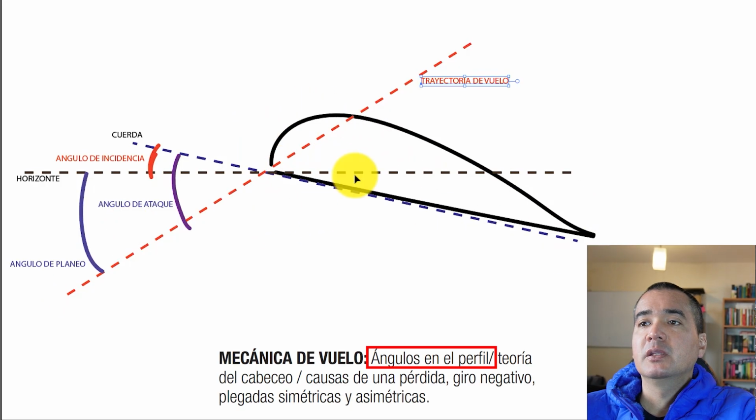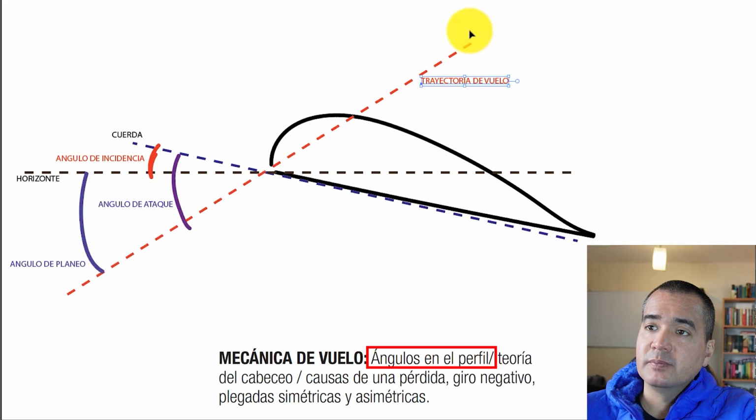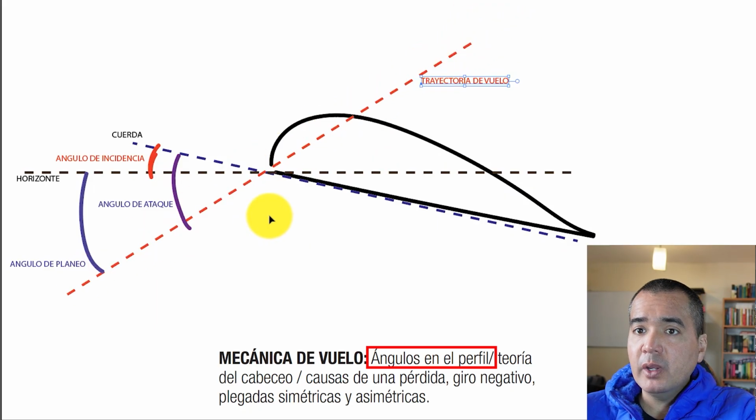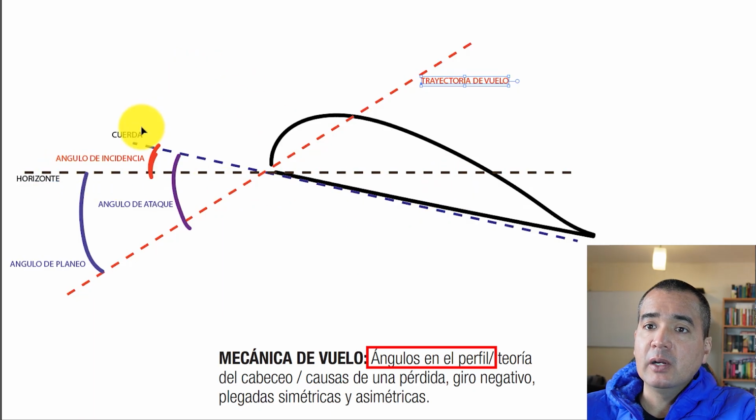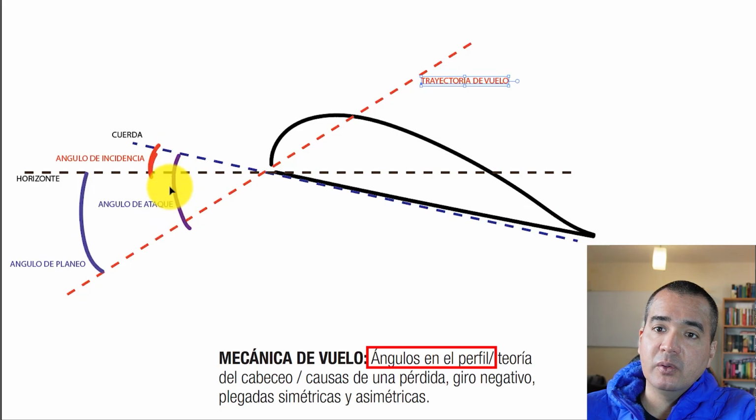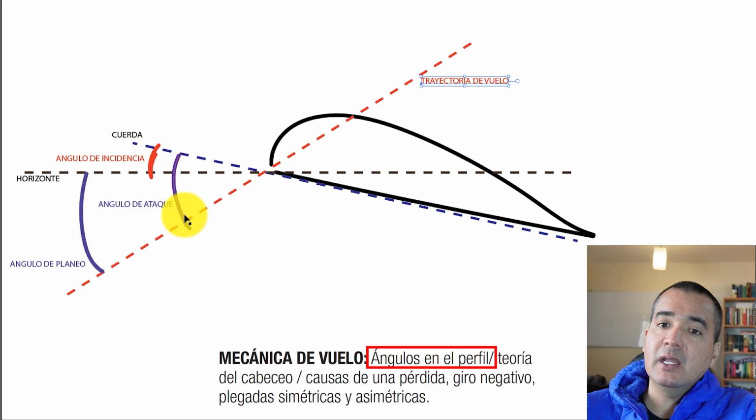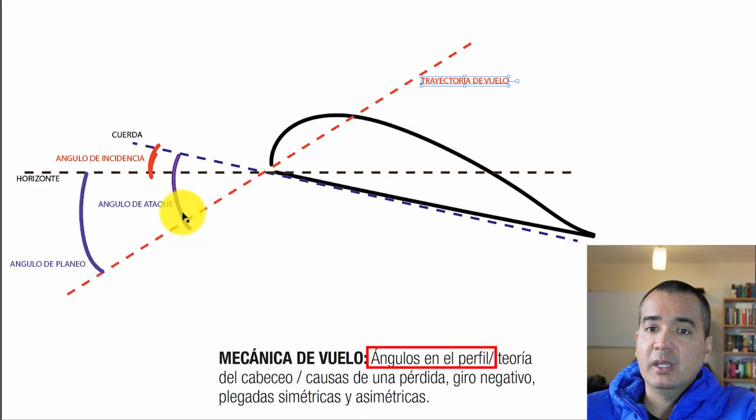So to summarize, we have our aerodynamic profile. We have three planes or axes. The first is the flight path, then we have the chord, and we have the horizon. The angle formed between the chord and the horizon is called the angle of incidence. The angle formed between the chord and the flight path is the angle of attack. And the angle formed between the horizon and the flight path is the glide angle.